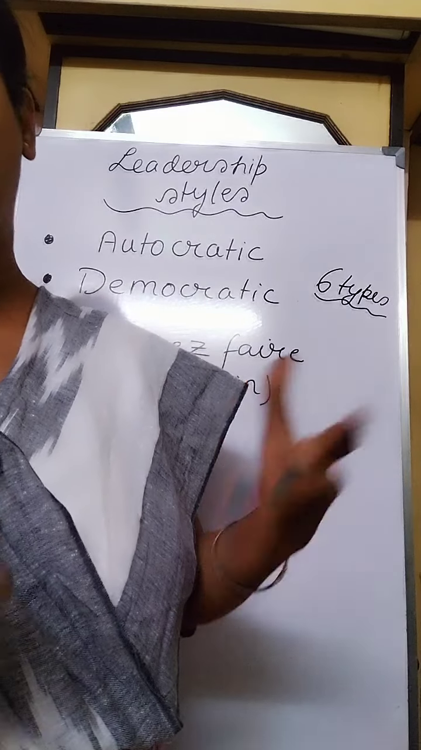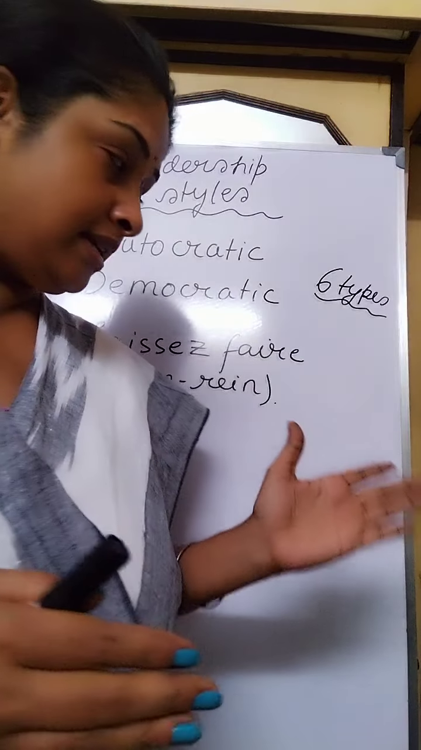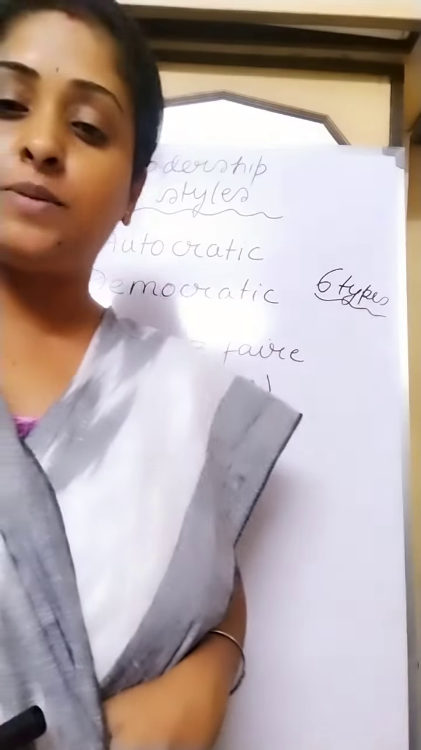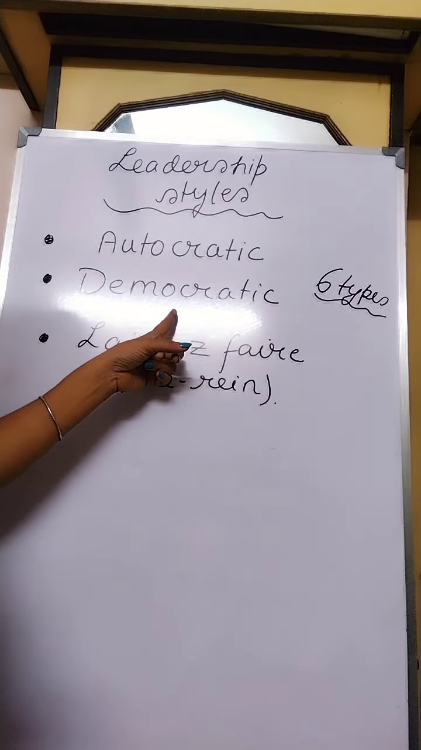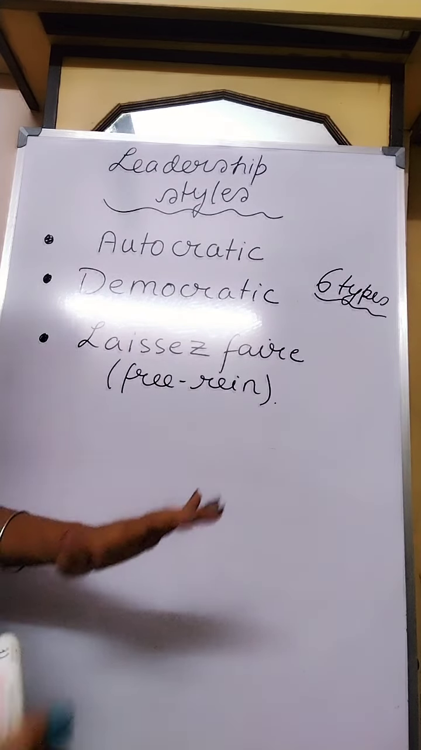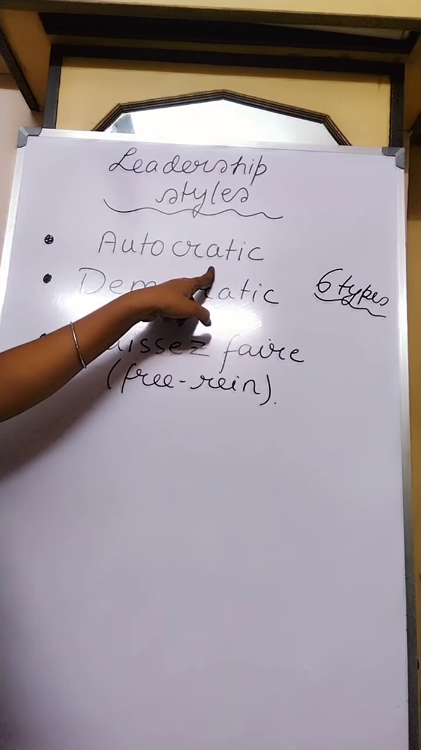Individual growth is far more difficult to attain within this autocratic framework of leadership style. So this is the first type. Next comes the second type, that is democratic leadership, which is just the opposite of autocratic leadership.